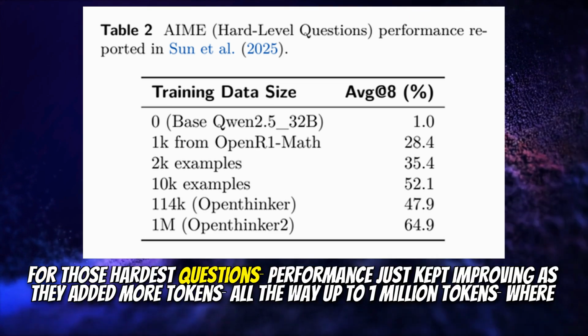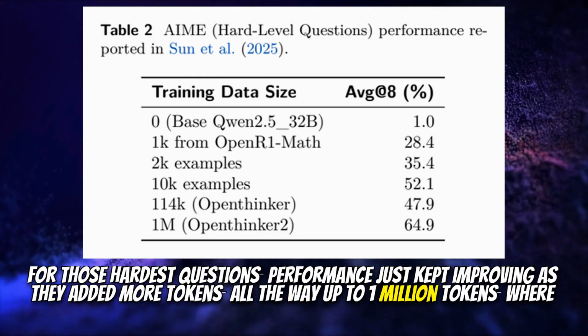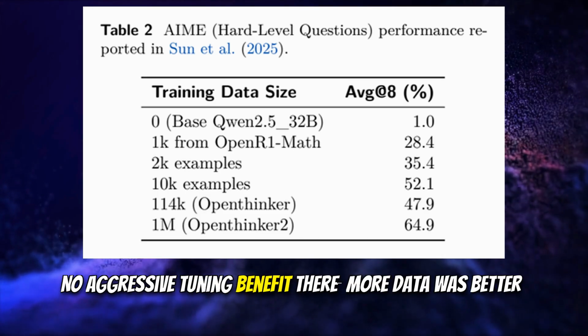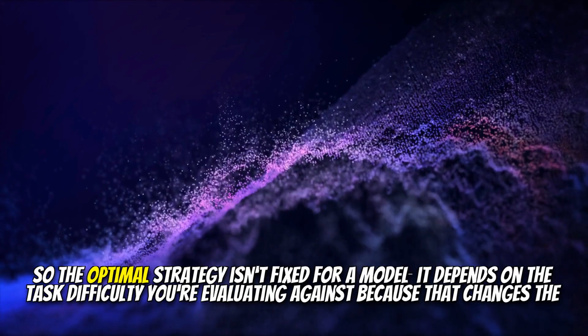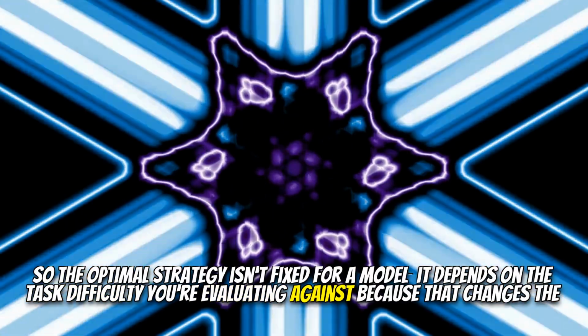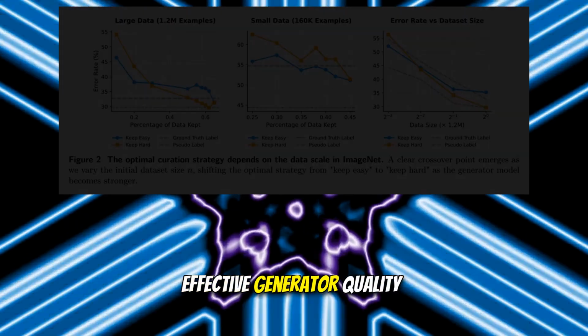For those hardest questions, performance just kept improving as they added more tokens, all the way up to 1 million tokens, where they reached 64.9%. No aggressive pruning benefit there. More data was better. So the optimal strategy isn't fixed for a model. It depends on the task difficulty you're evaluating against, because that changes the effective generator quality for rho.